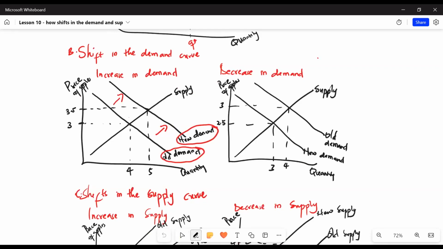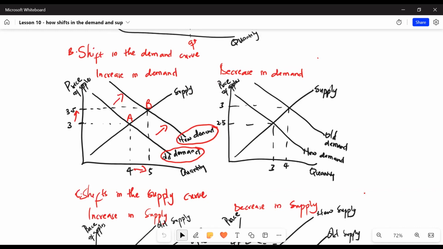Consequently, that moves us from equilibrium point A to a new equilibrium point B, which is a new intersection between our new demand curve and the supply curve. You can see that this is going to cause prices to increase and quantity demanded to also increase. So when demand increases, equilibrium price will increase and equilibrium quantity will also increase.